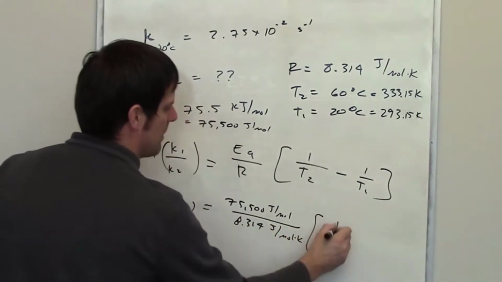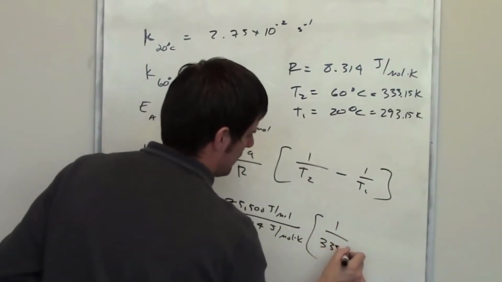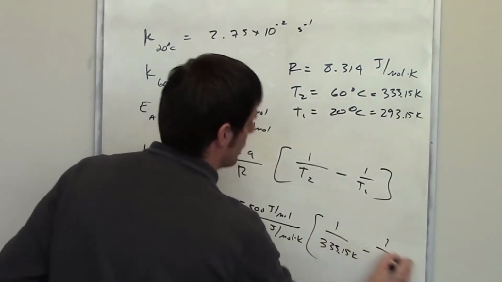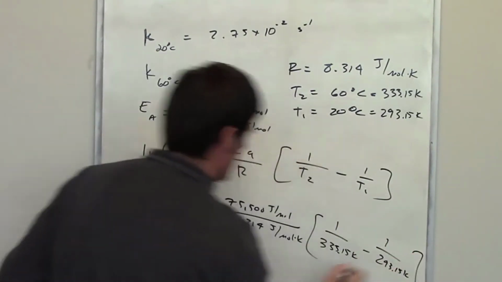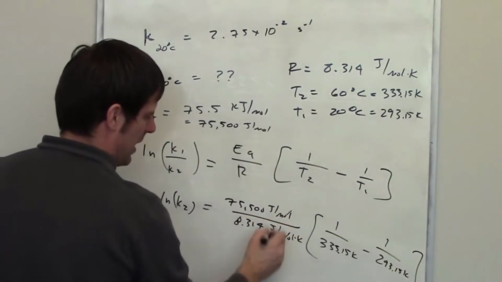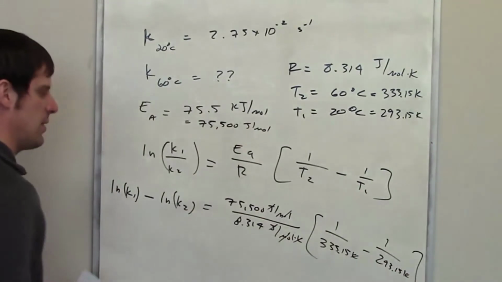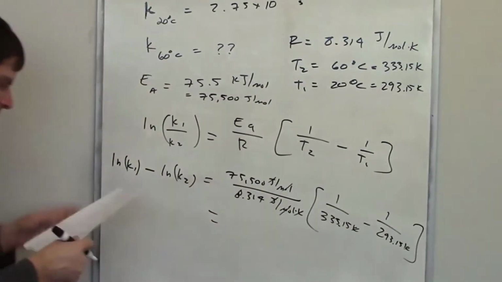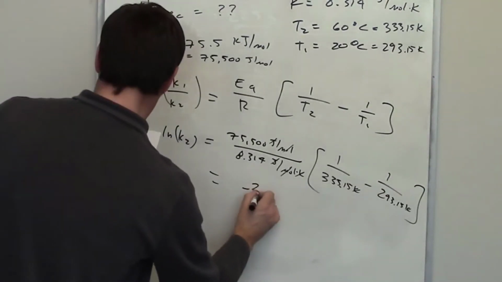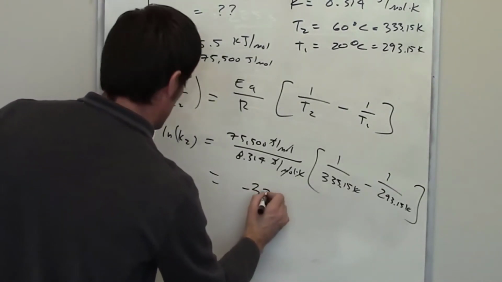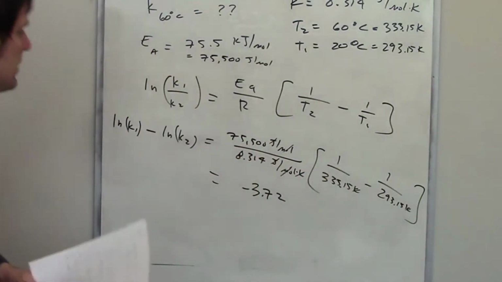And then I multiply it by 1 divided by T2, which is 333.15 kelvins, minus 1 over T1, which is 293.15 kelvins. The moles, you'll notice, cancel each other out, and the joules cancel each other out. The kelvins also will eventually cancel each other out once I'm all done doing the multiplication. Now I did that in my calculator. What I ended up getting was negative 3.72 for all of this stuff here on the right side. You can double check that on your calculator.